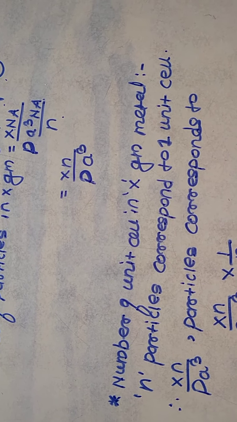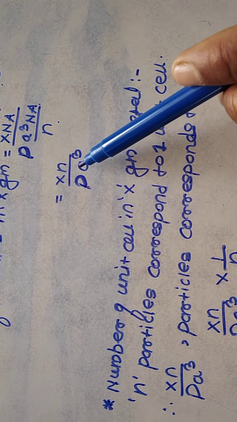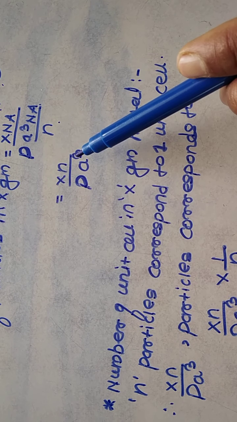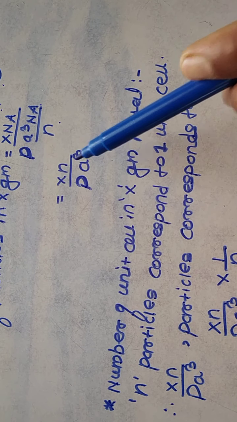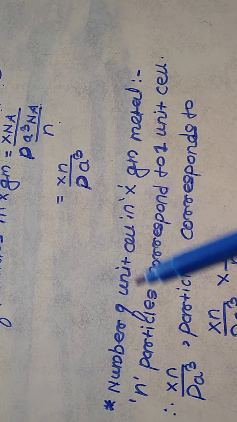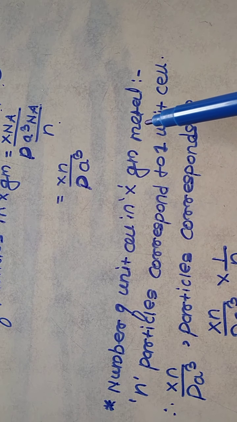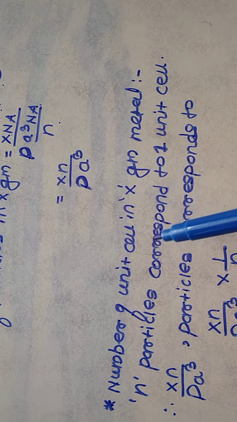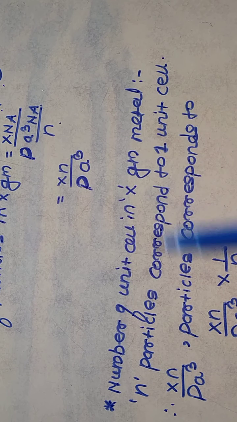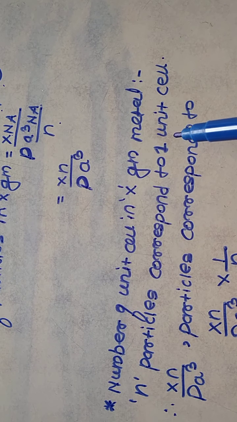Then the number of unit cells in x gram of metal. You already calculated the number of particles in x gram of metal. Now, the number of unit cells in x gram of metal. How can we calculate it? N particles correspond to 1 unit cell.